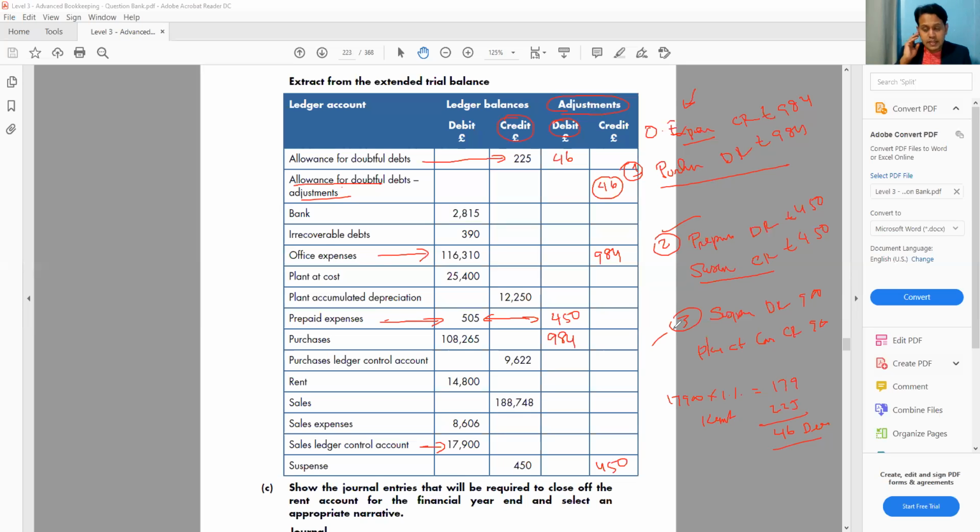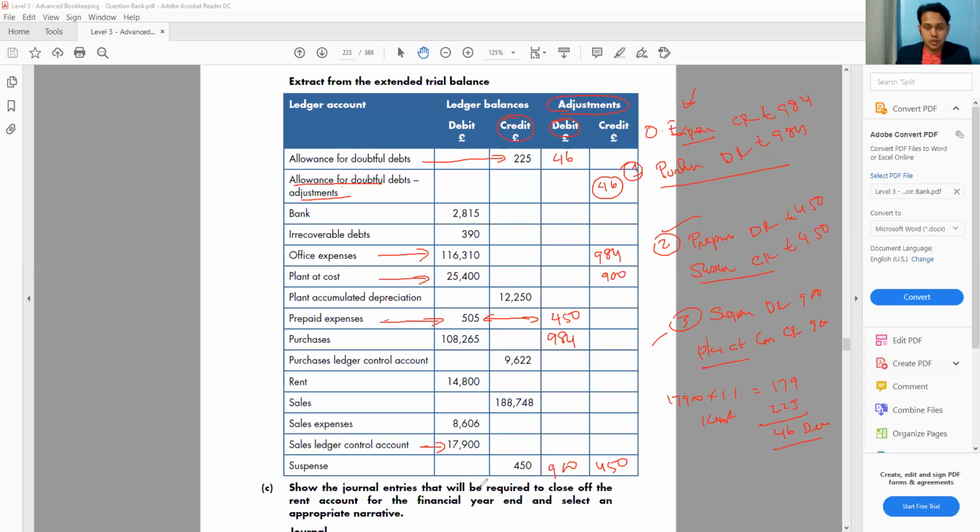Then we move to number three. Number three is suspense debit 900. So on the debit side, I'm going to write 900 on the suspense account. And on the credit side, the plant at cost. So look for where is the plant at cost. Here is the plant at cost. And on the credit side, I'm going to write 900 because I want to reduce the plant. So normally the plant at cost is a debit. If I want to reduce it, I'll make it credit. So as soon as I make it credit, it will be reduced by that amount.